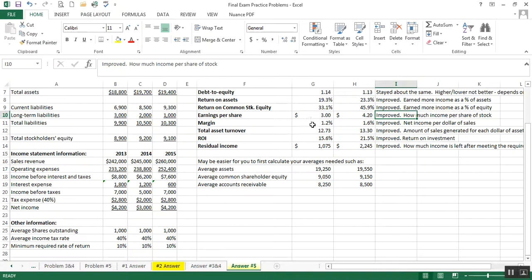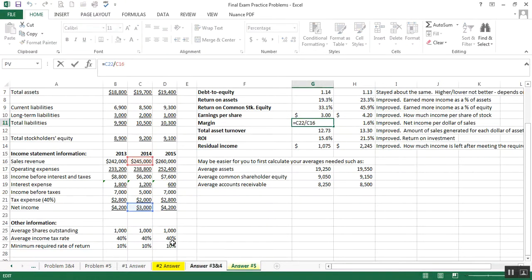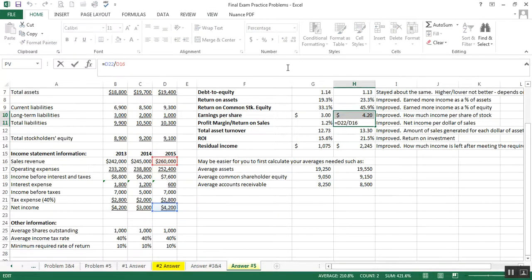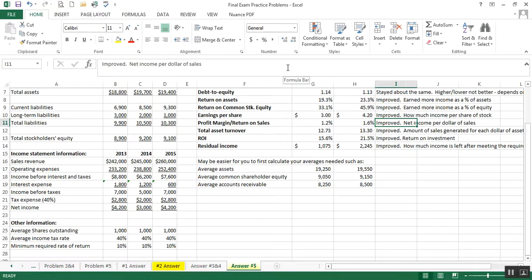And then we're going to look at our margin, which again is net income divided by our sales. So that's return on sales, or also referred to as profit margin. So that could be used interchangeably with return on sales. Okay. That's 1.2 versus 1.6. Higher is better, so it's the net income per dollar of sales. It's a pretty low profit margin.